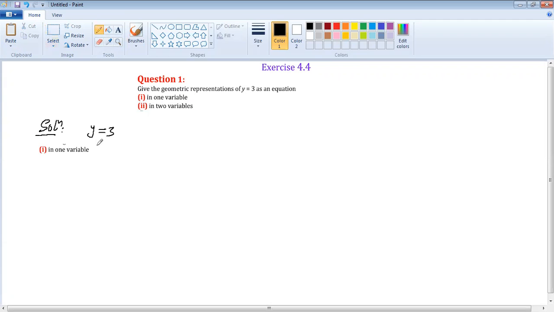So simply, when you are going to represent this y is equal to 3 in one variable, at that time you have to think about the number line. So just draw a number line, and on the number line this one is 0, the right side of the 0 is all positive numbers, and the left side of the 0 will be negative numbers.